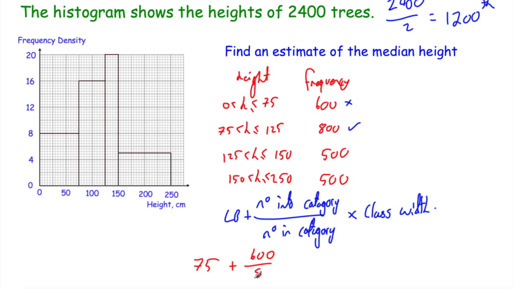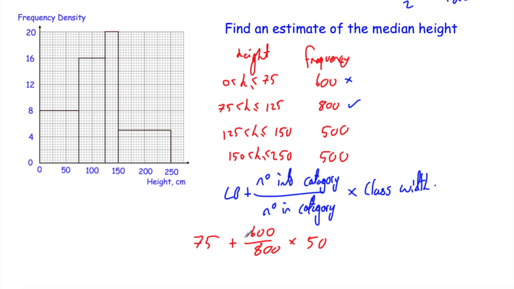Well, there's 800 in that category, and times the class width of that category. Well, the class width of that category is 50 because it's 50 wide, so multiply by 50. So we've got the lower bound plus the number into the category over the number in the category. So in other words, it's 3/4 of the way into that category, because 600 over 800 is 3/4. That's the fraction into the category we're looking, multiplied by the class width, which is 50. That means if we work out 75 plus 600 over 800 multiplied by 50, we get an answer of 112.5 centimeters, and that's our estimate for the median height.